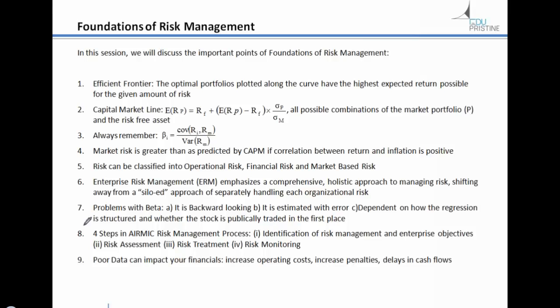Four steps in the AIRMIC risk management approach, that is the Association of Insurance and Risk Managers in Industry and Commerce, and it is one of the approaches to enterprise risk management. Keep this point in mind. It is one of the approaches to ERM. Okay, it is the identification of risk management and enterprise objectives, risk assessment, risk treatment, and risk monitoring. You have to be very clear on all the 4 points because a question will be asked on the process.